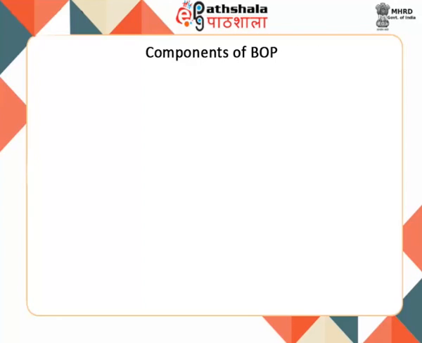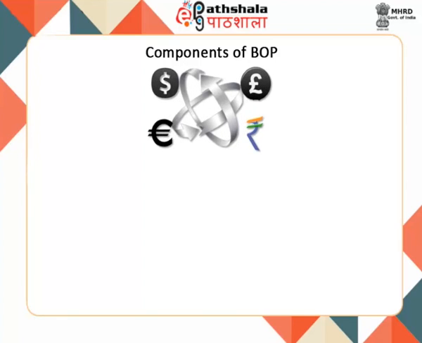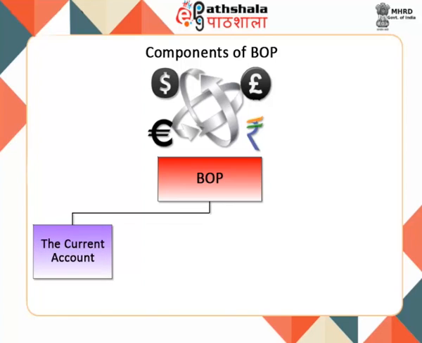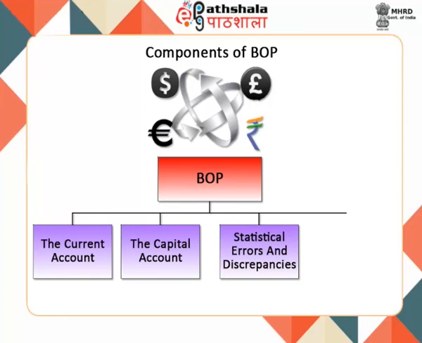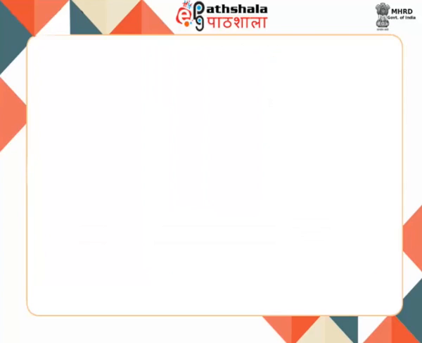The BOP statement covers and records all types of international economic transactions that a country engages in over a certain period of time. Based on the type of transactions, the BOP sub-accounts are as follows: the current account, the capital account, statistical errors and discrepancies, the official reserve account. Let us now try to know the first sub-account of the BOP, that is, the current account.